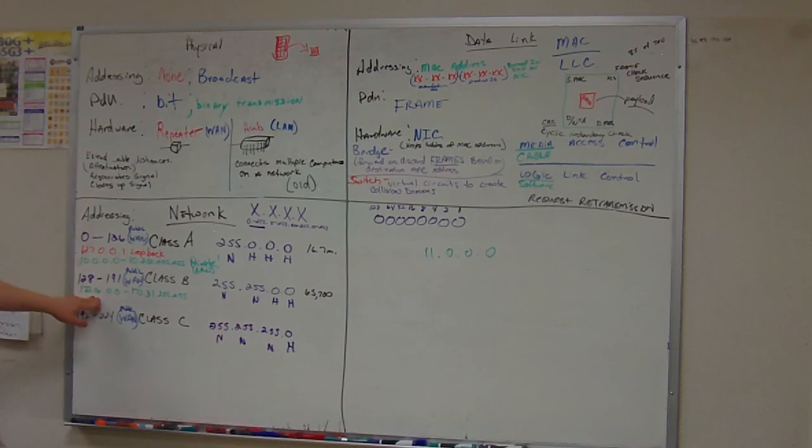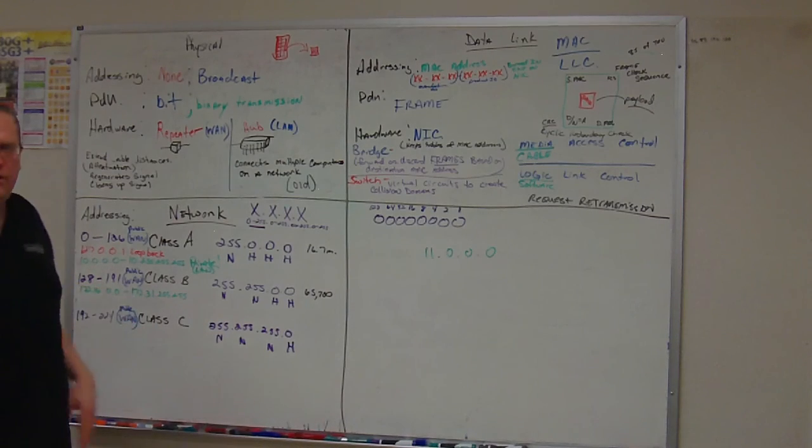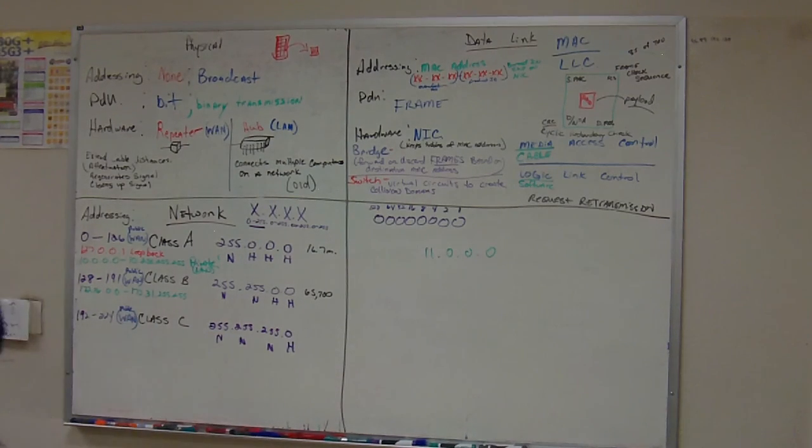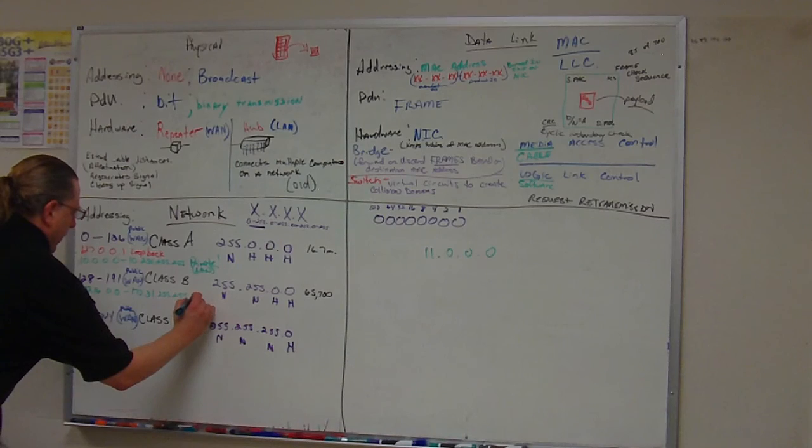So 172.16.0.0 until you get to 172.31.255.255 is available for private. Okay. So that's local area network.